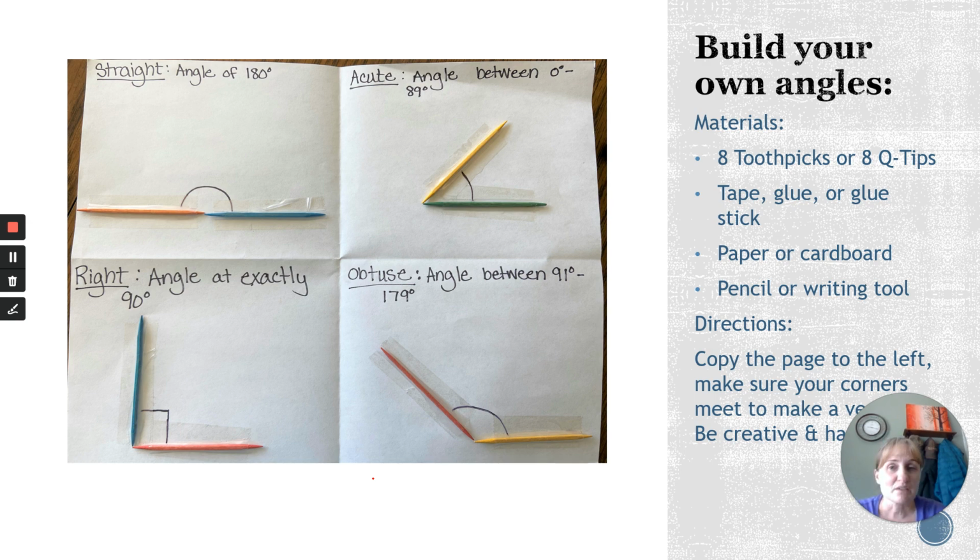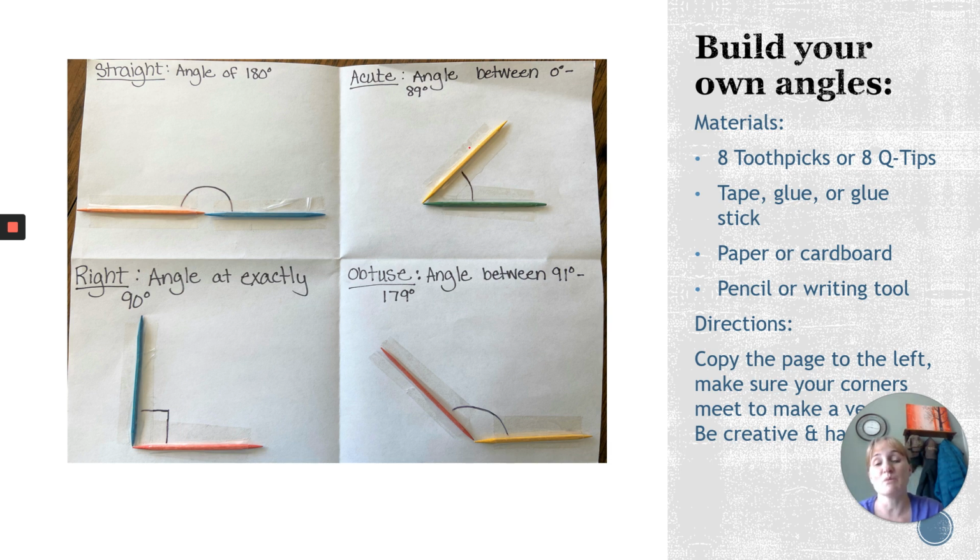I used toothpicks. I actually had some colorful toothpicks, but I went ahead and said straight, and that is an angle of 180 degrees, and I put two toothpicks together, and where they meet right in the center again is called your vertex. Awesome job. Okay, and this next one is an acute angle. Remember, it's so cute, and it's going to lie between 0 degrees to 89.